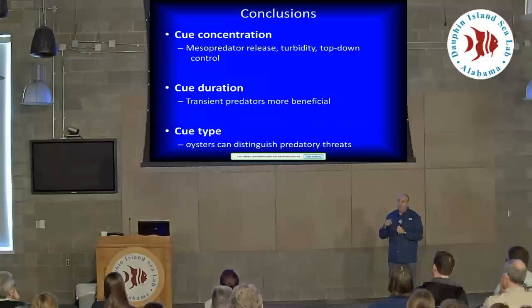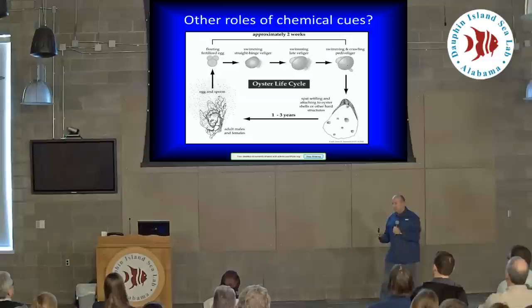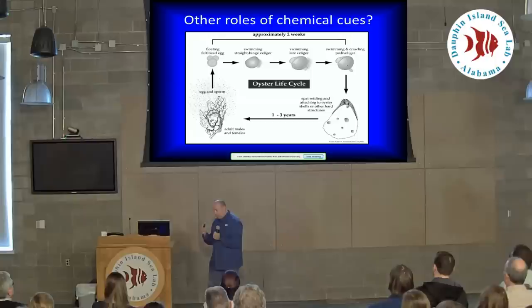So hopefully at this point of the talk, I've convinced you that predator-prey interactions on oyster reefs are important, that they drive the food web, that turbidity is important, that chemical cues are important on oyster reefs. But I want to completely switch gears and show you a study that we've done that discusses how chemical cues can affect oyster settlement and growth. So we're going to move away from predator cues and talk about settlement.